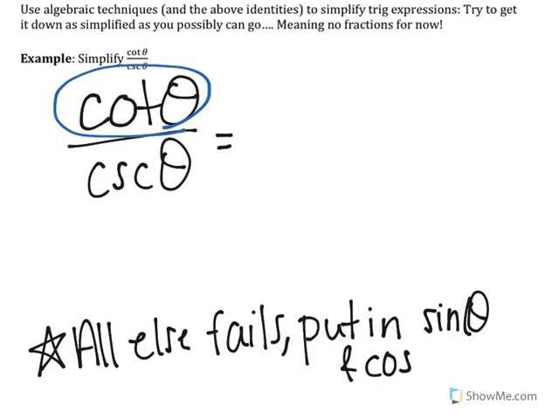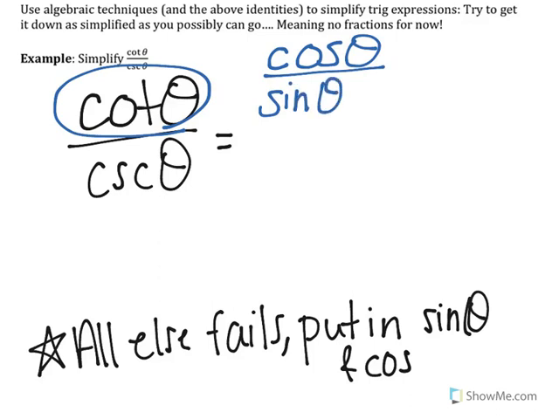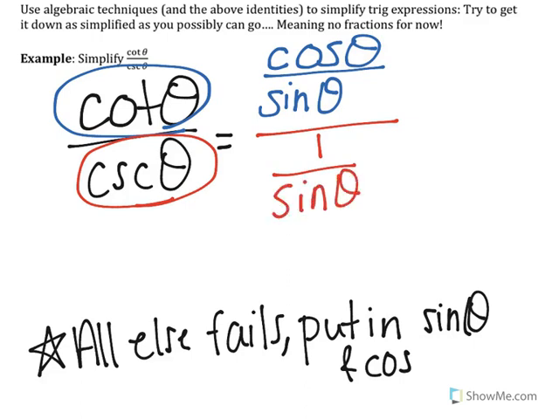And if you look at your identity sheet, our first quotient identities say cotangent is equal to cosine over sine. So all I'm going to do is replace cotangent with cosine over sine. Now let's deal with the bottom. Cosecant. We don't want cosecant in the beginning. We want to put it in terms of sine, cosine, or both. So we're going to look at our identity sheet and say cosecant, what is that equal to? Cosecant is equal to 1 over sine. It's a reciprocal of sine.